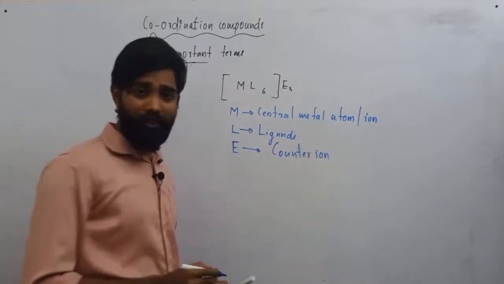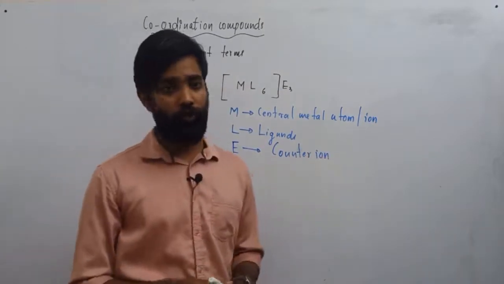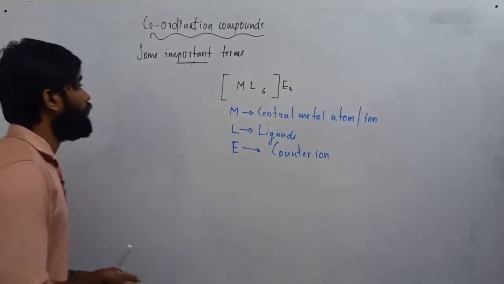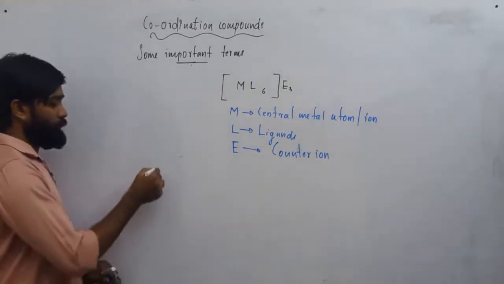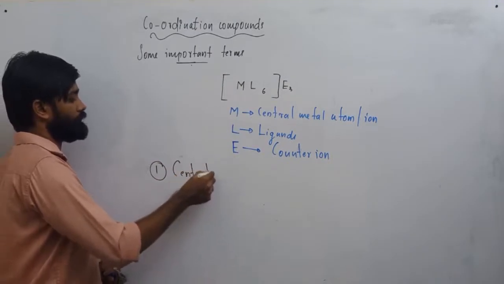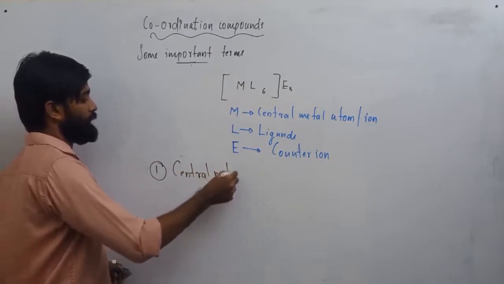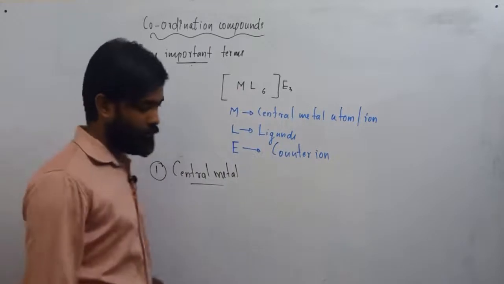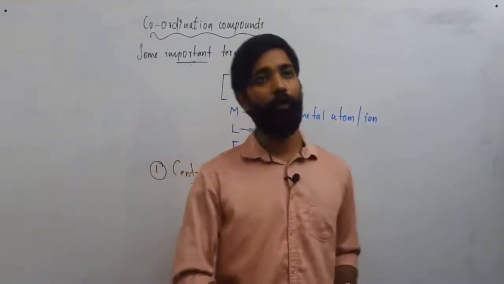Counter ion. These are the basic general parts of your coordination compounds. So we will explain the whole. Ready? Write down number 1, central metal atom. Central metal, that's enough. No need of atom or ion. Central metal. Okay, write a point.